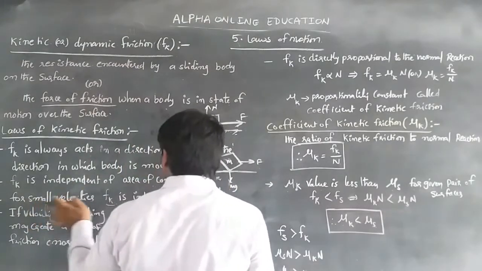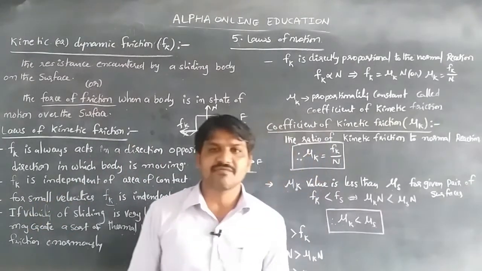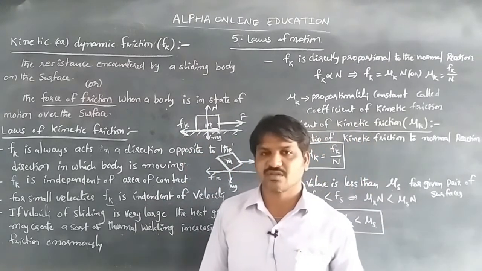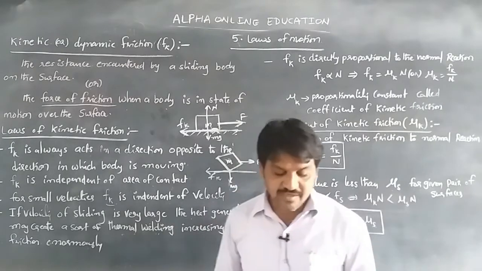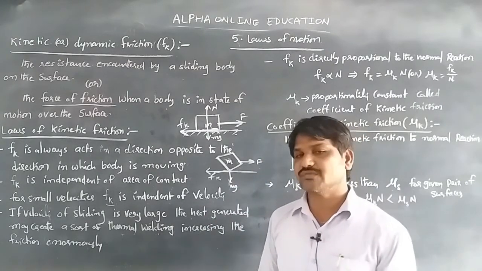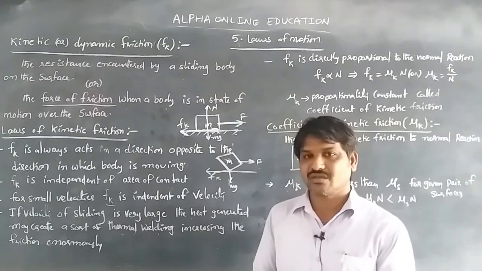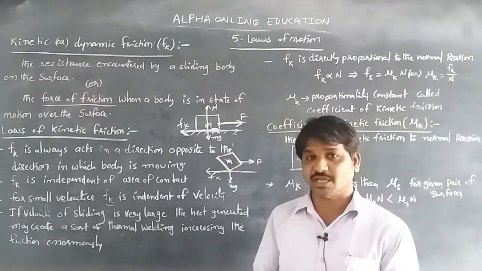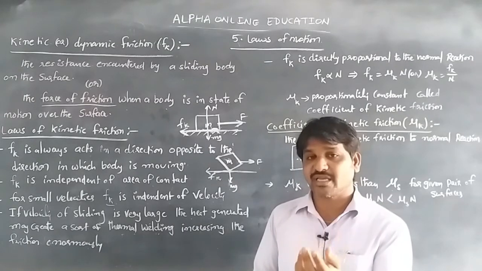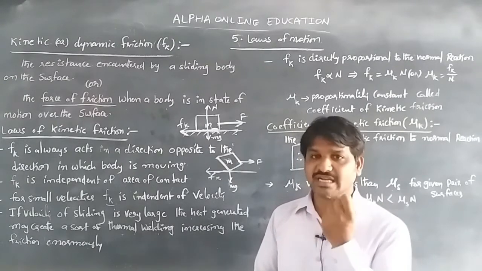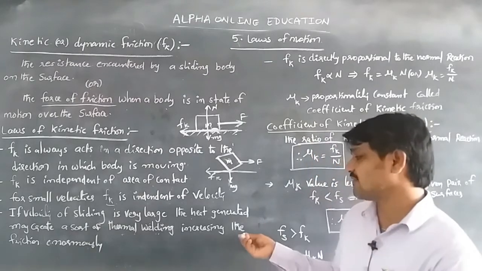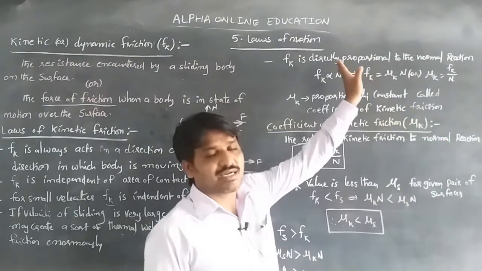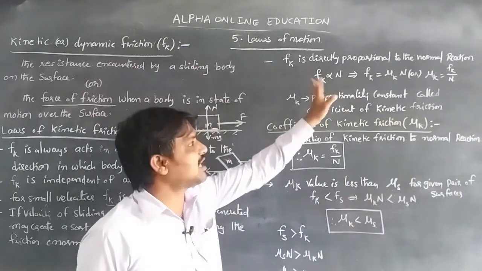Then, for small velocities, the kinetic friction is independent of velocity, for a given velocity that is not too small and not too large. For too large velocities, the kinetic friction increases enormously. The heat produced may create thermal welding between the two surfaces, so the kinetic friction increases enormously. We know that the kinetic friction is directly proportional to the normal reaction.